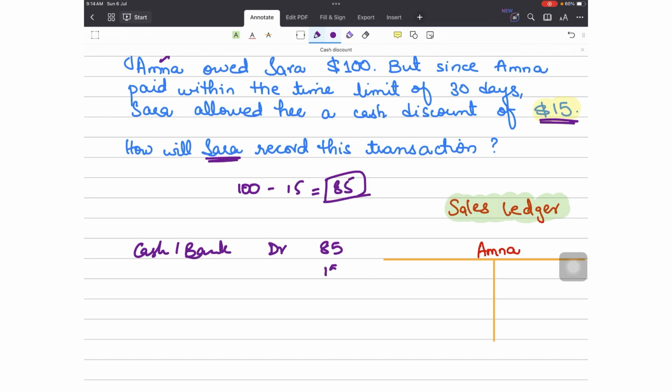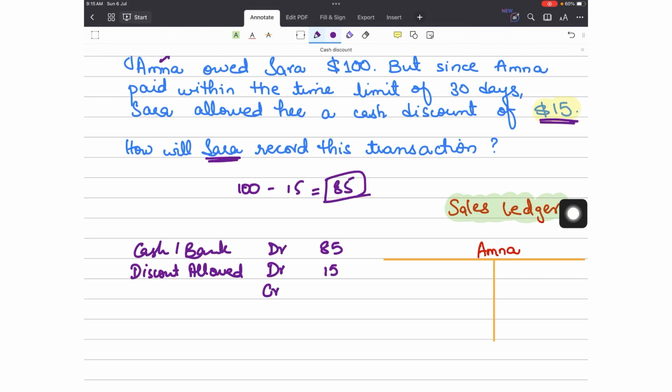And we know that she is not receiving $15. So how will that be recorded? That is a discount allowed, right? She allowed this amount of discount to Amna, making that an expense, and that will also be recorded in the day book, which is the cash book. So discount allowed will also be debited. Now the debit part is complete. I have debited the cash book, that is cash or bank, with 85. I have debited the discount allowed as well.